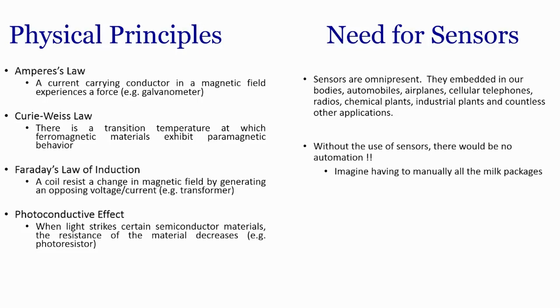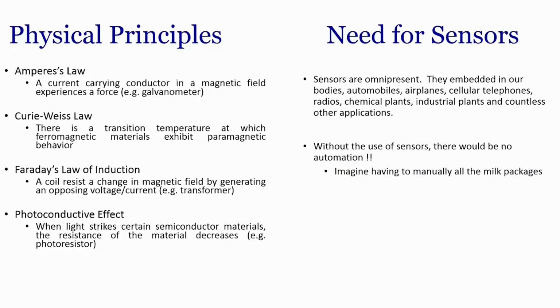When you talk about Faraday's law of induction, most of you should know that a coil resists a change in a magnetic field by generating an opposing voltage or current, right. For example, a transformer. There are several types, we know there is a step up transformer and a step down transformer, right, and each of them has its own core. That comes in the transformer section, we are not focusing on that, but I am just giving an example that Faraday's law of induction works for a transformer. Then we talk about the photoconductivity effect. The photoconductivity effect is when light strikes certain semiconductor materials, the resistance of the material decreases.